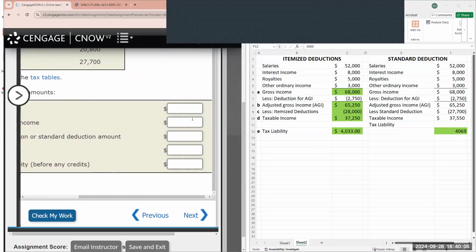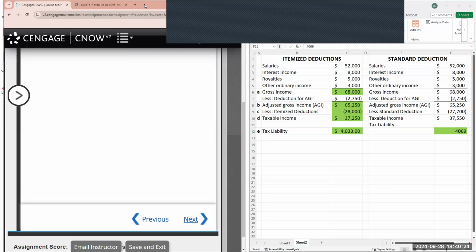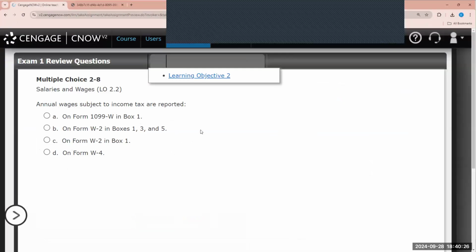All right, so these are our answers. Gross income of 68,000, adjusted gross income of 65,250. We claimed itemized deductions of 28,000. Our taxable income was 37,250, and using the tax table, our tax liability was 4,033. All right, so this brings us to our next question: salaries and wages.